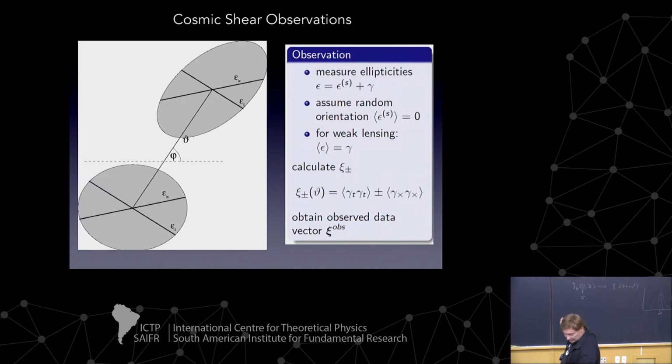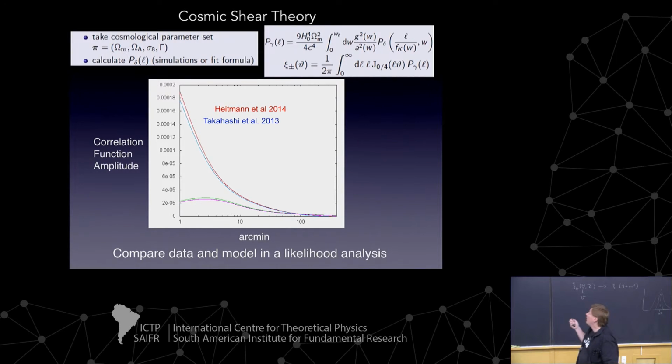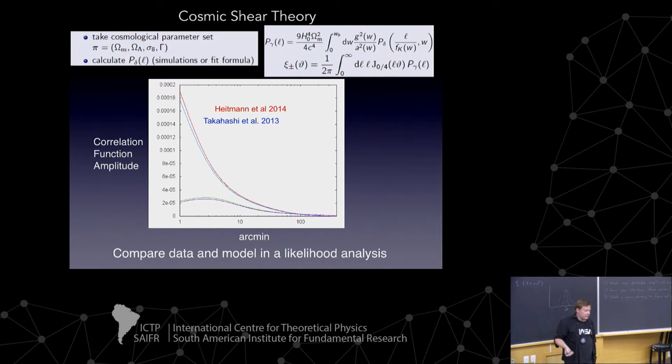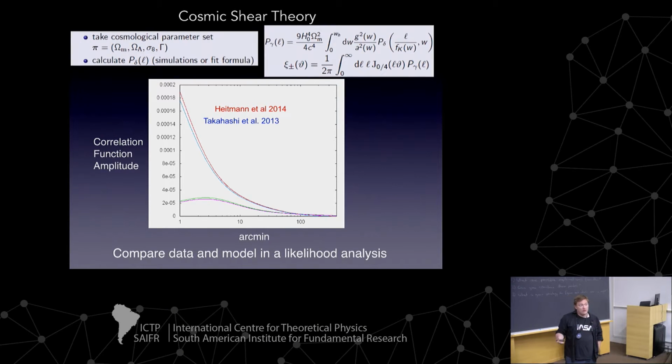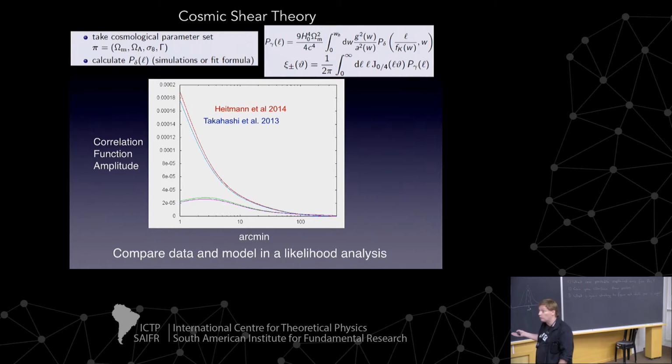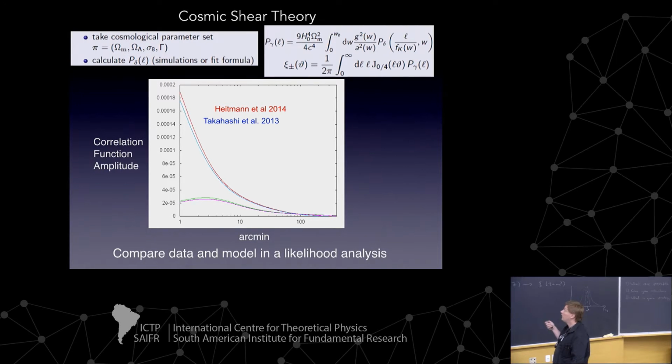OK, that's how I get my data vector. And then from the theory side, you start out with a set of cosmological parameters. You calculate the density power spectrum, and you get it either through simulations or through Boltzmann codes plus linear structure growth plus a halo model to get nonlinear structure growth. That's what gives you a density power spectrum.